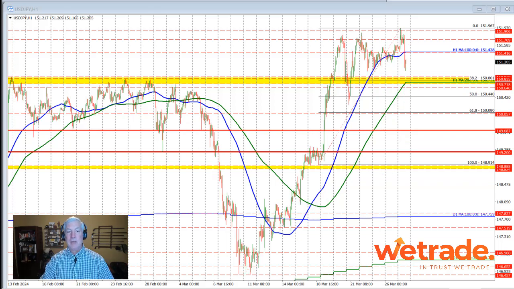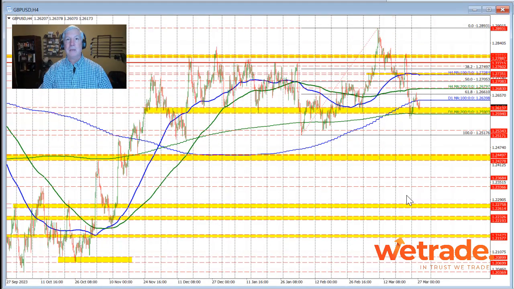Now, on the top side, what we don't want to see for the sellers looking for the high in place on the failed break to 1990 highs is a break back above the 100-hour moving average of 151.428. As long as the price can remain below that level, the sellers remain more in control in the dollar versus yen, so keep that in mind.